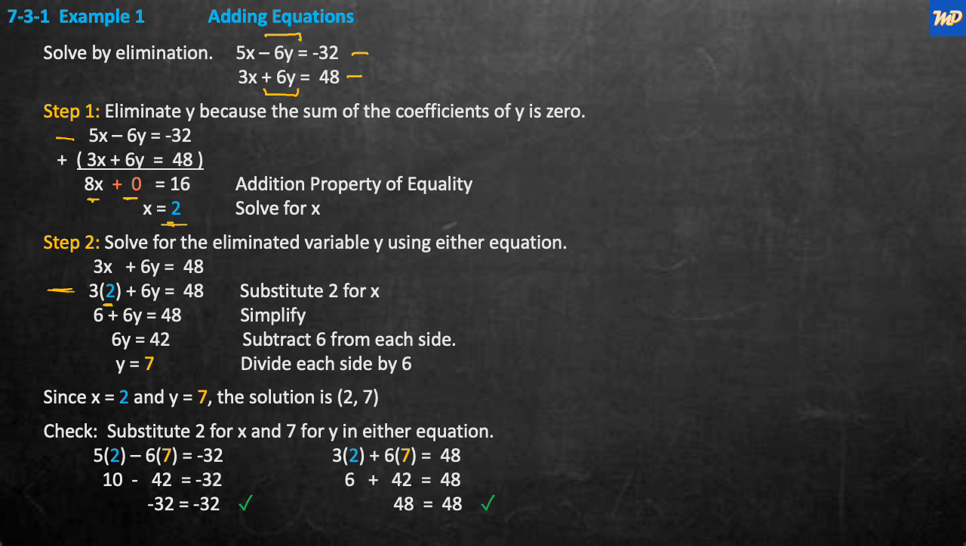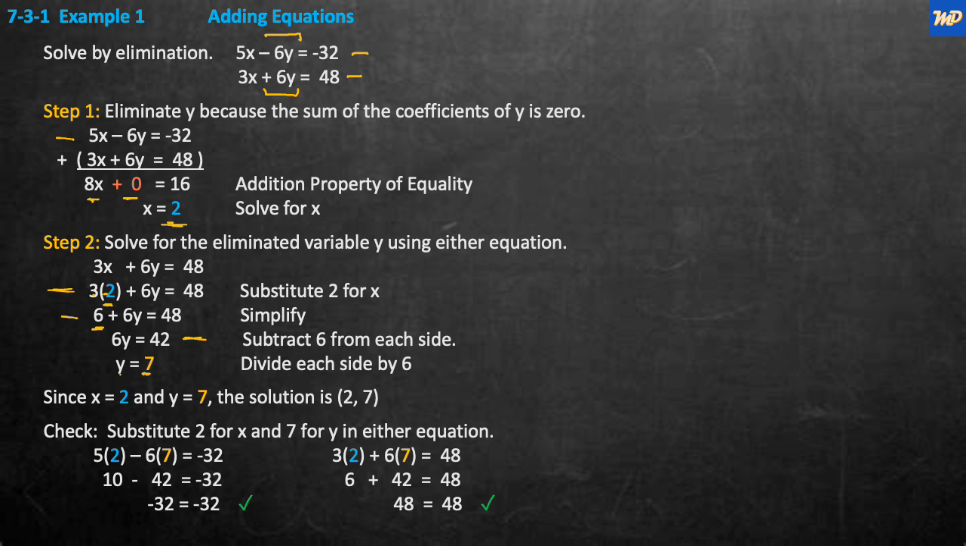So now it's 3 times 2 is 6, plus 6y equals 48. That's our new equation right here: 6 plus 6y equals 48, because 3 times 2 is equal to 6. We're going to subtract 6 from both sides, and when we do that, we're going to get 6y is equal to 42. Now we solve for y, and we'll divide both sides by 6, and we're going to get y is equal to 7. So now we have x equal 2 and y equal to 7.